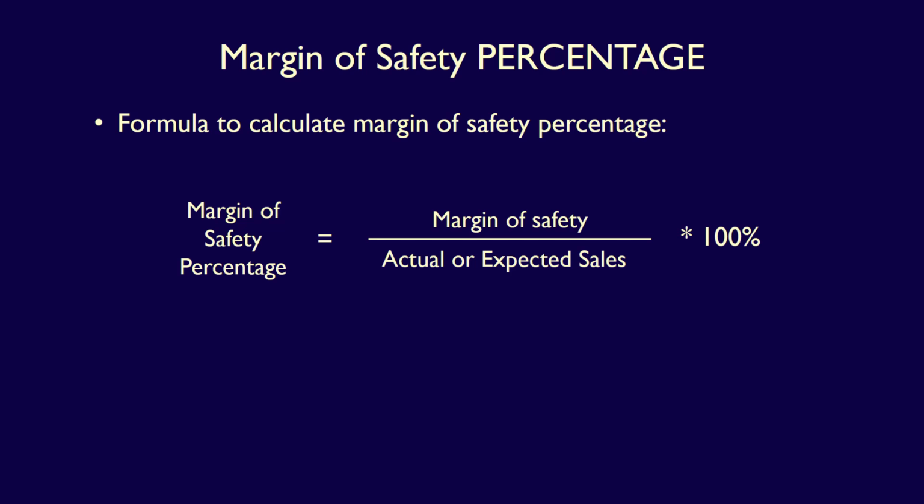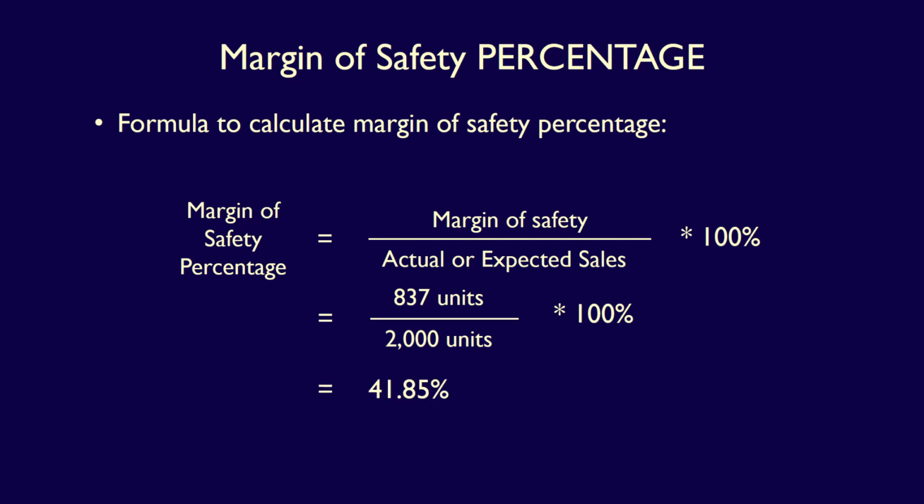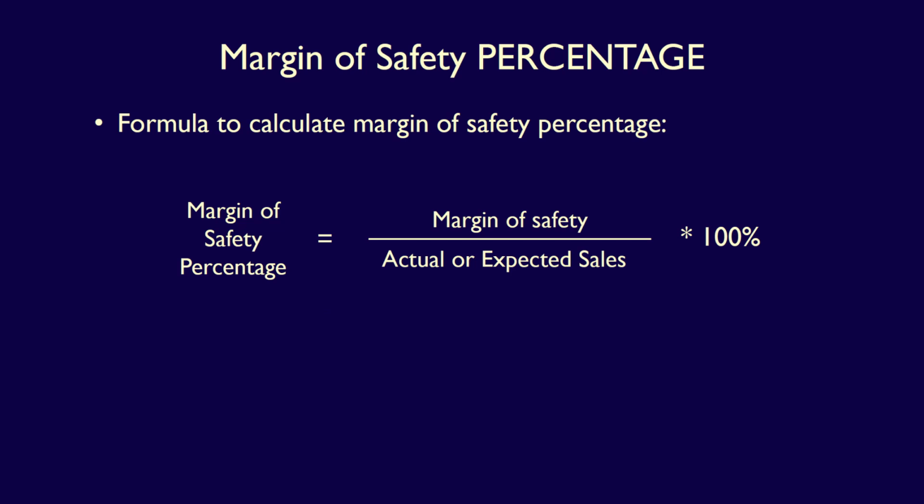Let's use units first. Margin of safety percentage is equal to 837 units divided by 2,000 units multiplied by 100%, which is equal to 41.85%. We'll talk about what that means in a minute. First, we can also calculate the margin of safety percentage using sales revenue. The formula would again be margin of safety percentage is equal to the margin of safety divided by the actual or expected sales multiplied by 100%.